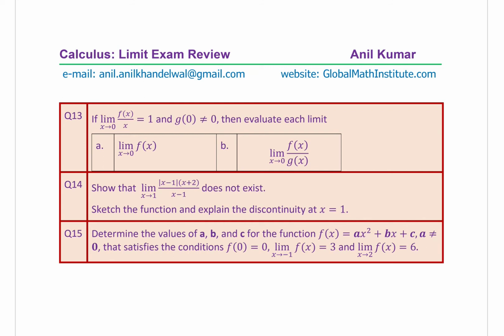The last question here is, determine the value of a, b, and c for the function f of x equals ax squared plus bx plus c, where a is not equal to 0, that satisfies the conditions f of 0 is 0, limit of f of x is 3 when x approaches minus 1, and the limit of f of x is 6 when x approaches 2. Perfect. So these are the 15 questions for you. Let's again go through them.